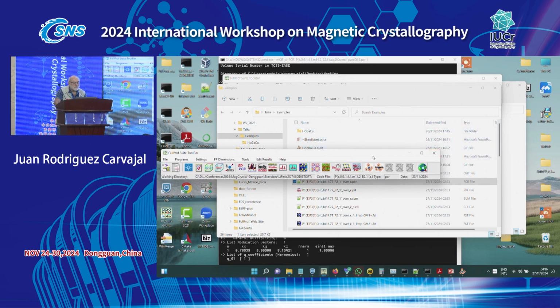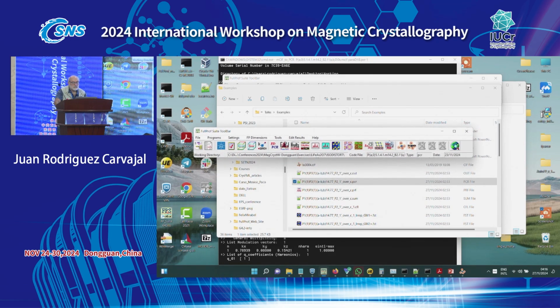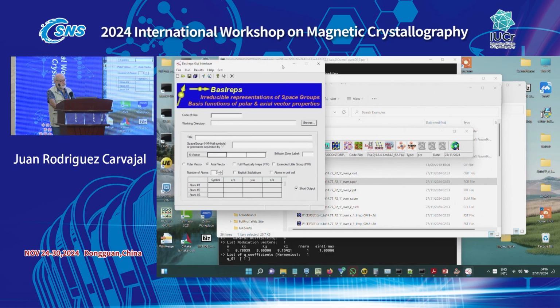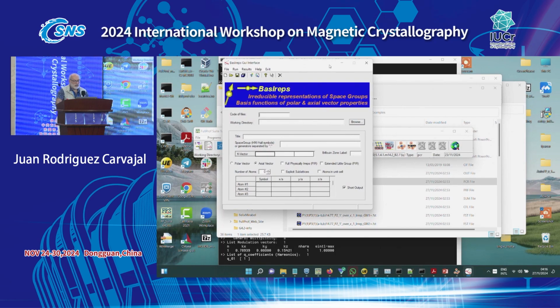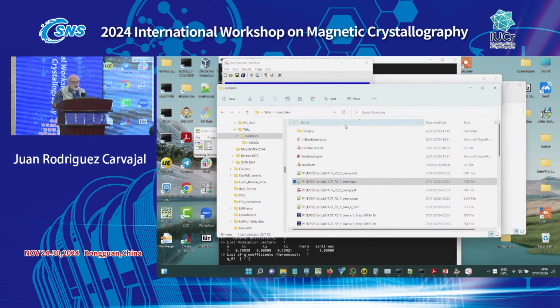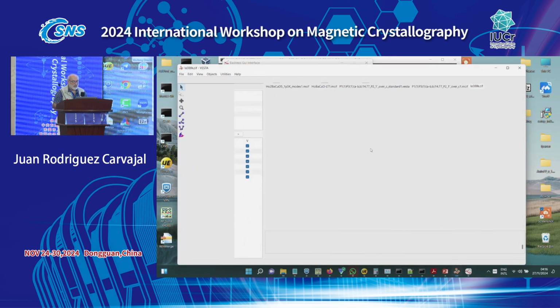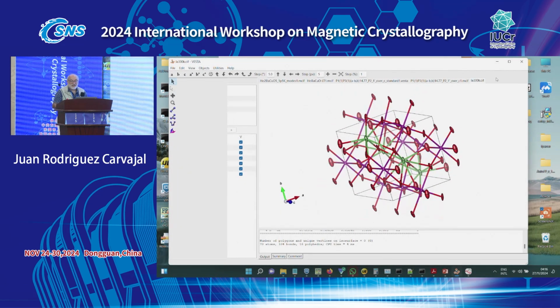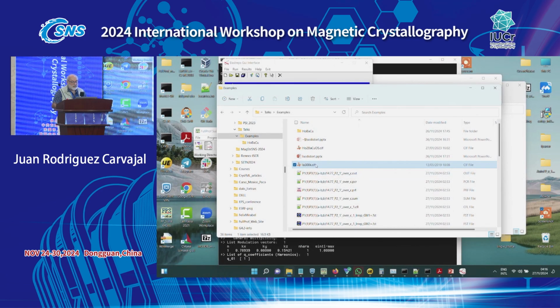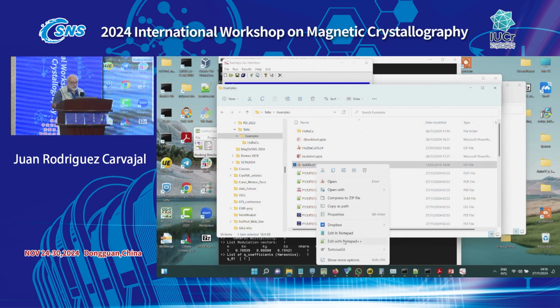Well, I open BasIreps here. I will do that, for instance, for the case of, let me just, I think that I have the lanthanum manganese. This one. Oh, sorry. I will open, this is Vesta. I associated that with Vesta, but well, let me just. No. I open that in an editor just to see which are the atom positions.